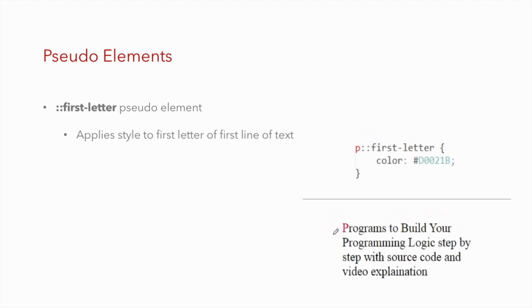Similarly, you have first letter. Using this, it will apply styles to the first letter of the first line. So you can notice this P is displayed in a different color. This is quite useful when you have an old newspaper kind of UI that you want to render, and in that the first letter will be something like this, and the subsequent text will be in small character sizes like this.